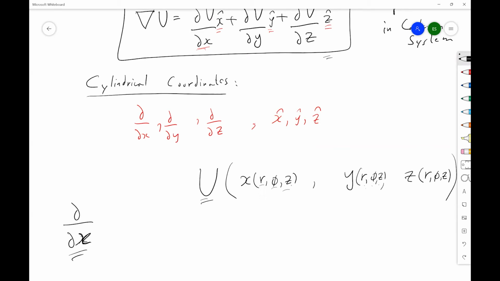We can, perhaps this is not the way to write it. Okay, I think I should write it differently. Because my destination is R, phi, Z, I should write U as a function of R, phi, Z, which is completely equivalent, by the way. But R is now a function of X, Y, Z. Phi is a function of X, Y, Z. This is completely equivalent. I just changed my perspective.